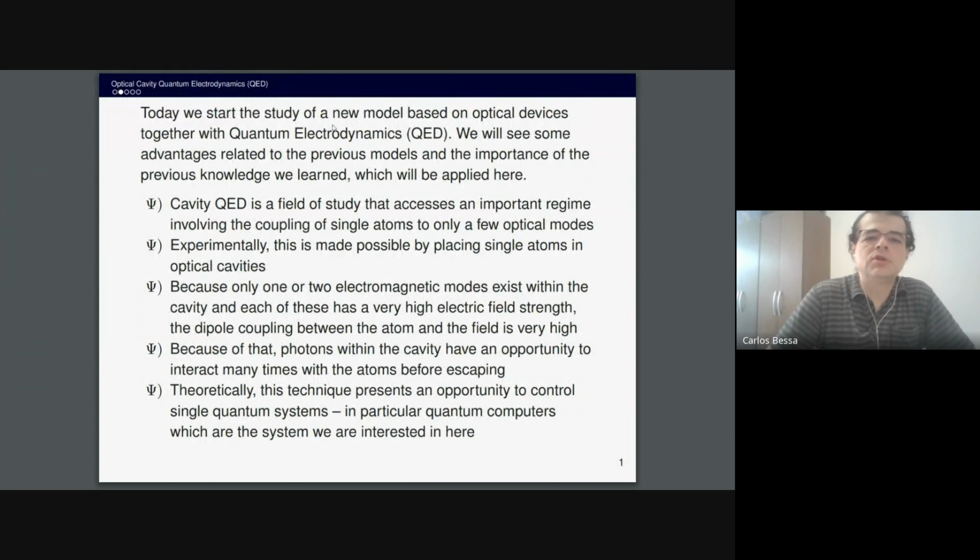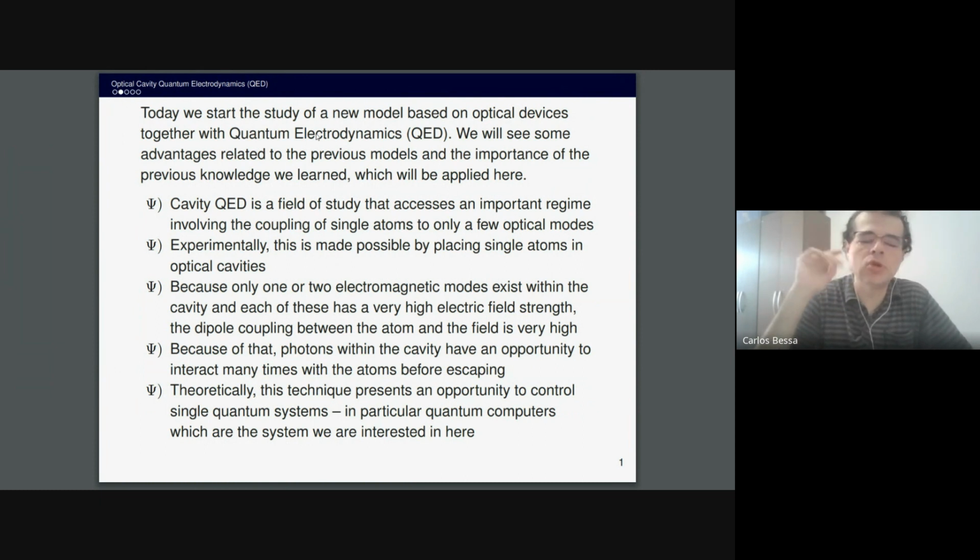And we will study this new model based on optical devices. Many of the things that we learned in the last month will be useful here, and we use it like quantum electrodynamics. So today I'm planning just to give a short review, a summary, about how to quantize the electromagnetic field.